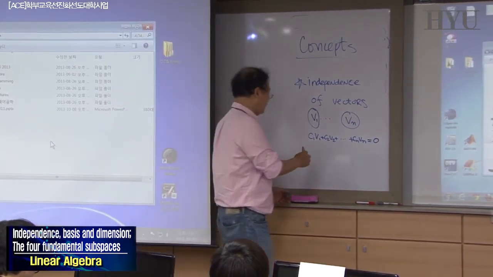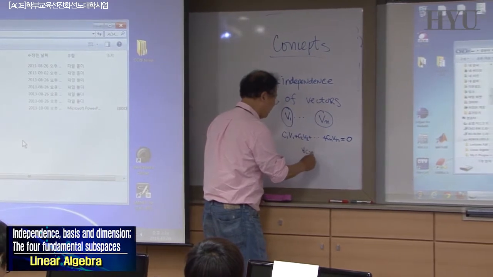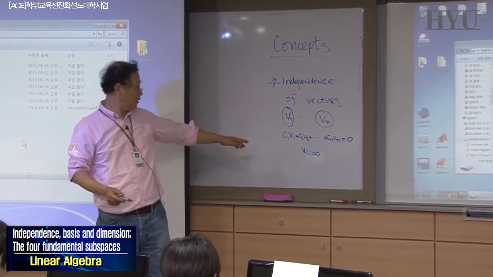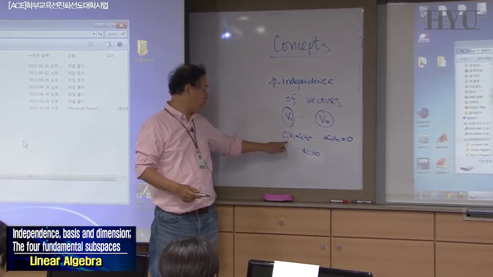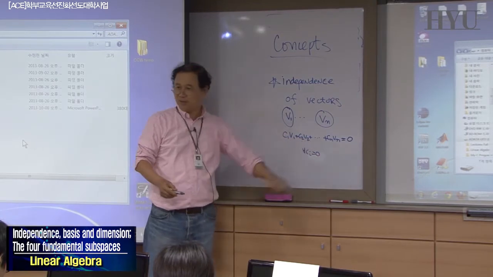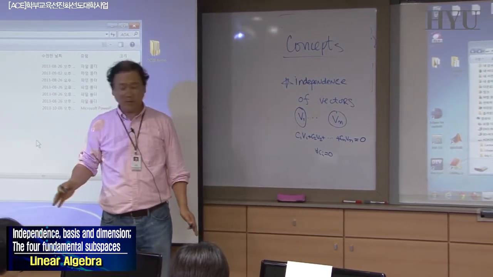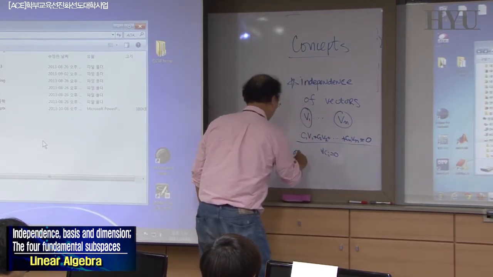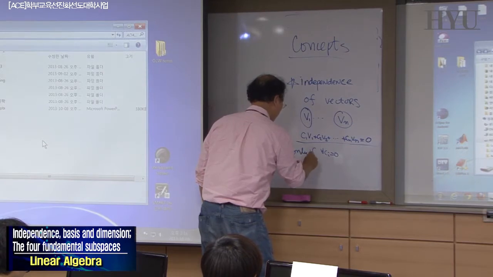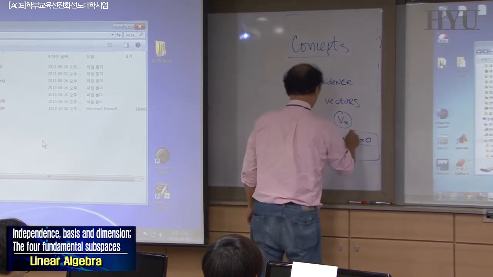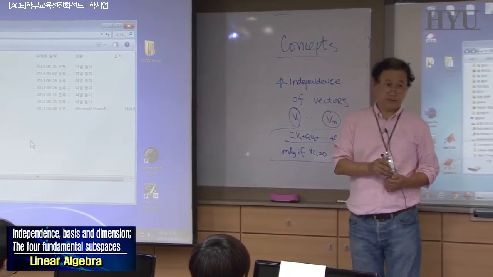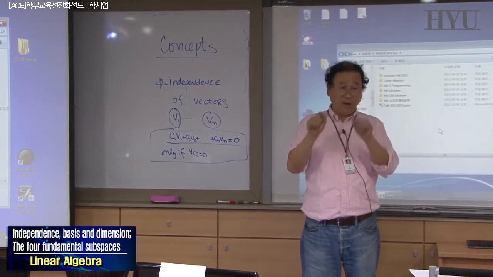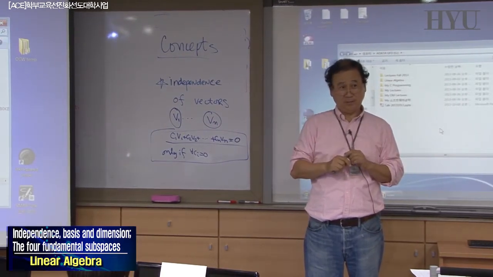This is zero in the case when all Ci are zero; obviously this equation holds true, right? 0 times V1, 0 times V2, then it's zero. Okay? This equation is zero only if all Ci are zero, then we say these are independent. This linear combination of vectors becomes zero only if all coefficients are zero. Okay?